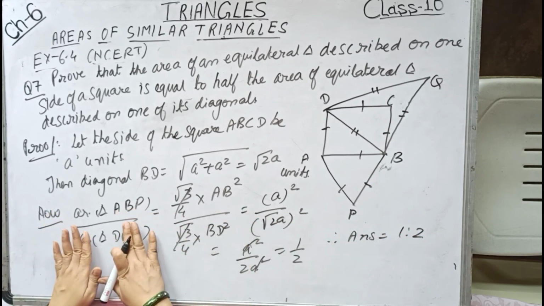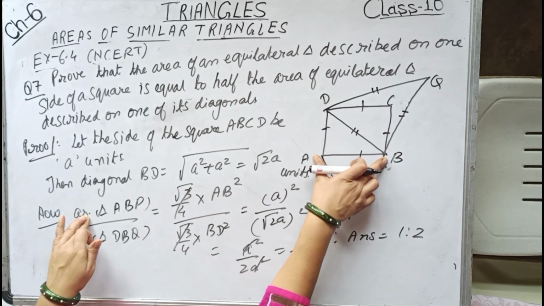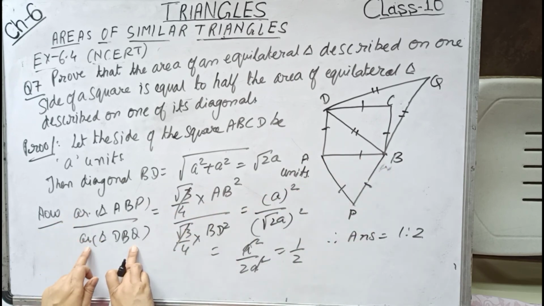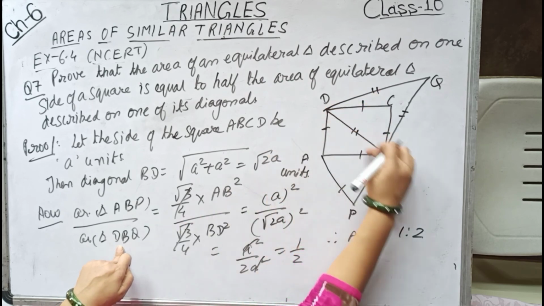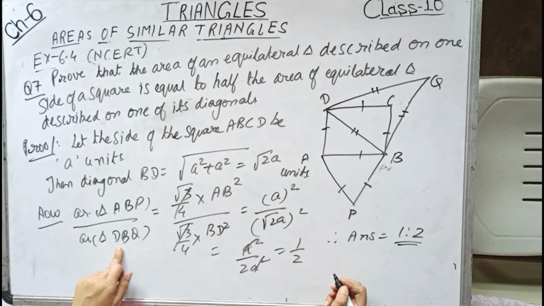That is ratio of area of ABP, this equilateral triangle described on one side of the square, divided by area of triangle DBQ, which is described on the diagonal of the square. The ratio of their areas equals 1:2.